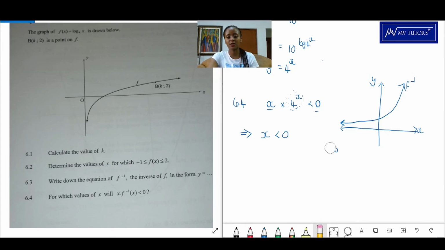Maybe you can write a note there that 4 to the power x will never be negative. Yeah, never. It'll never be negative. Or you could say it will never be smaller than 0. And that is it for question 6.